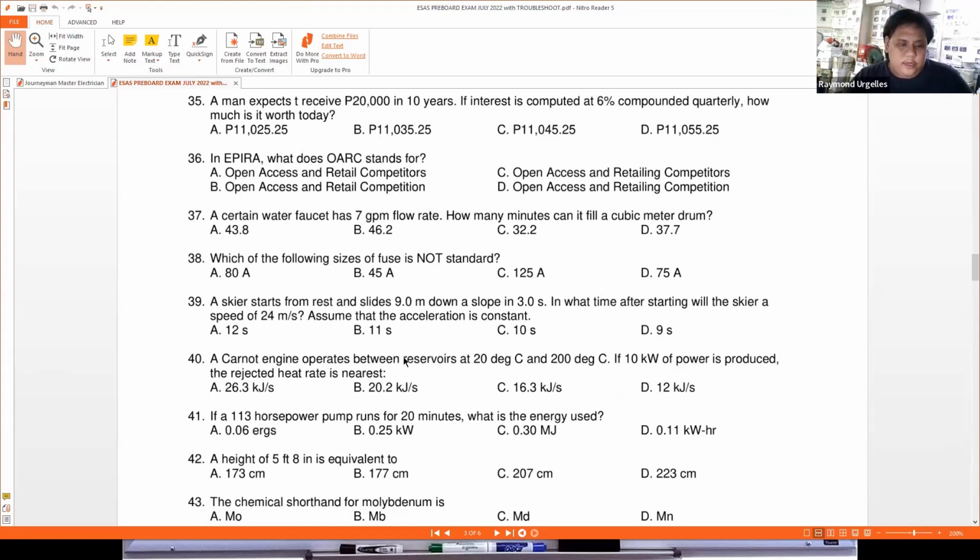Okay? So this is the question in number 35. Again, he expects to receive 20,000. This is the future worth value. Then 10 years, compounded quarterly. Nominal rate is 6%. So then how much is it worth today?